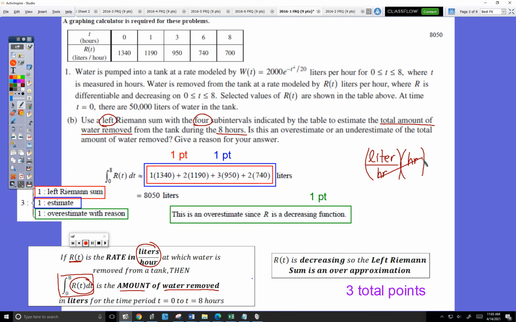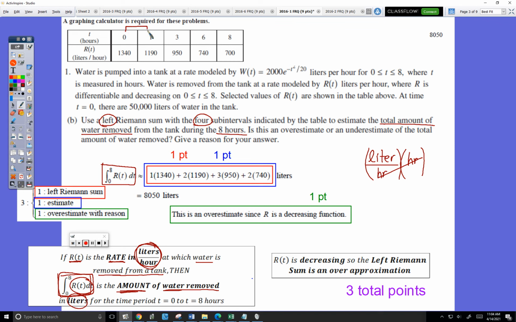That's why when you integrate the rate at which water is removed from the tank, the integral calculates the total amount of water that was actually removed. So you're integrating liters per hour, and you're calculating a number of liters. So that's all I have to do. I write down the integral, always, and then I do the left Riemann sum.